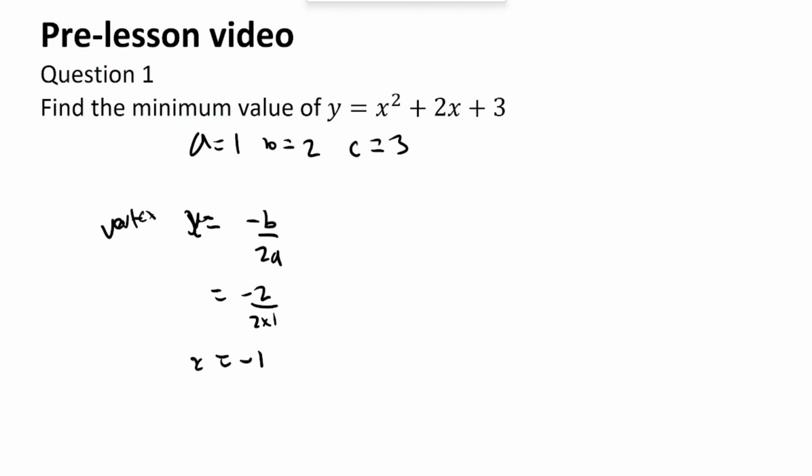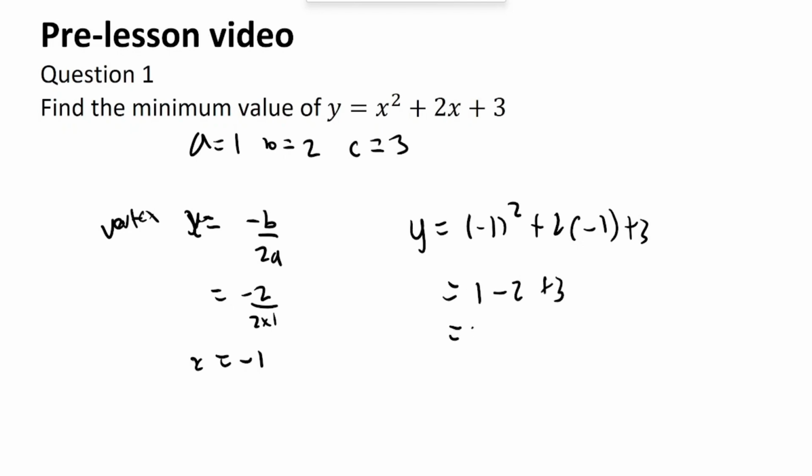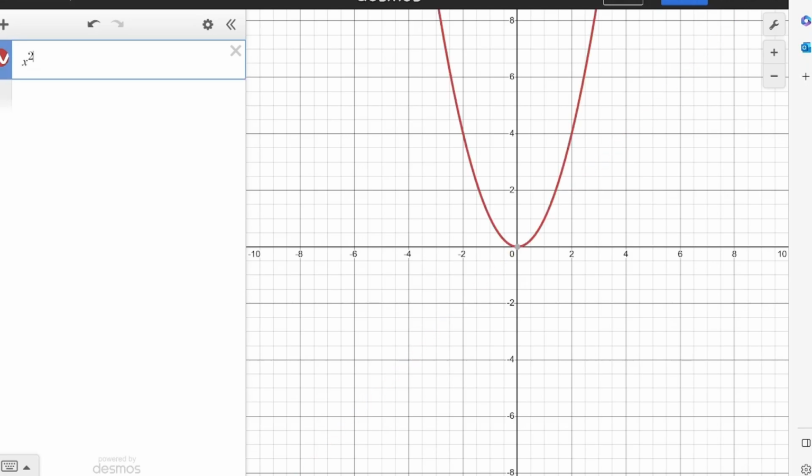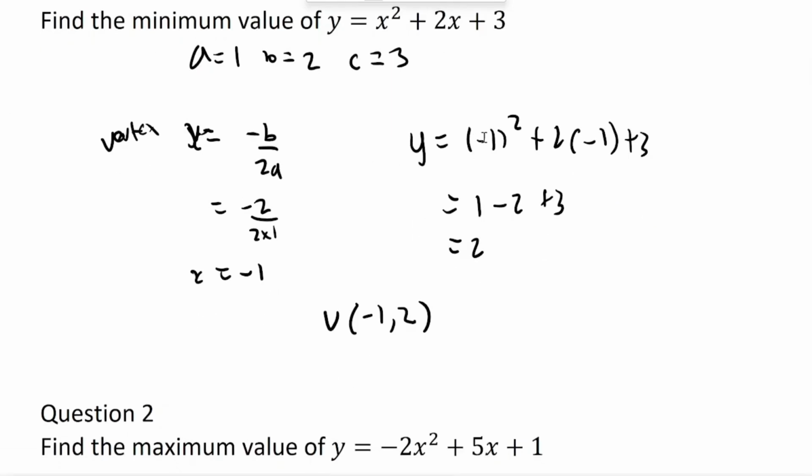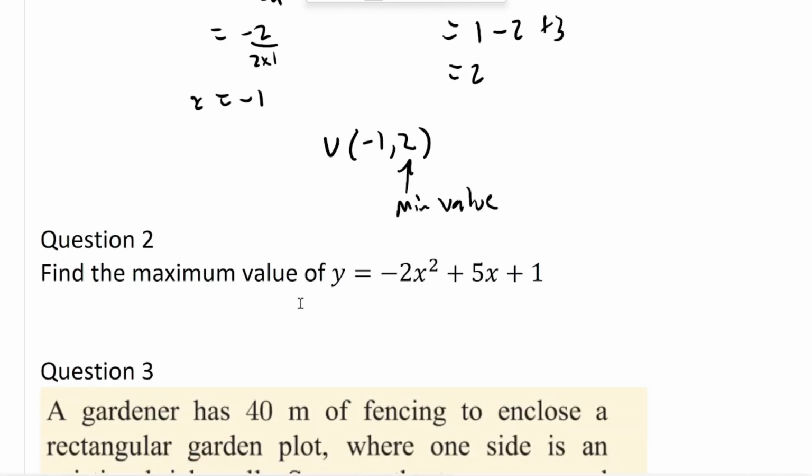of the vertex. Now if we want to find the y coordinate, that's going to be subbing the x coordinate into this equation. So minus 1 squared plus 2 lots of minus 1 plus 3, which is going to give us 1 take 2 plus 3, which is 2. Okay, so the vertex is at minus 1 comma 2, and we can check that using a graph. X squared plus 2x plus 3. You can see the vertex there is at minus 1 and 2, and that is the minimum value. So that 2 technically would be the minimum value because that's the lowest value that the function has.